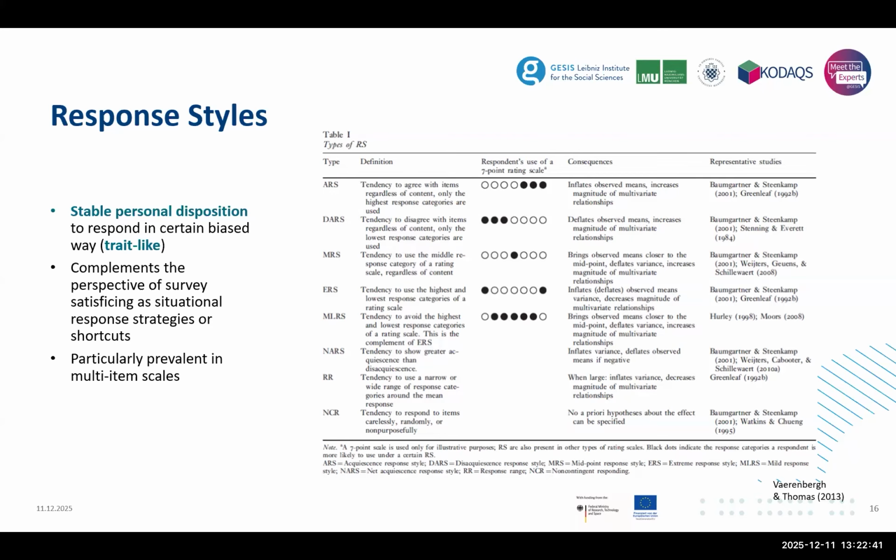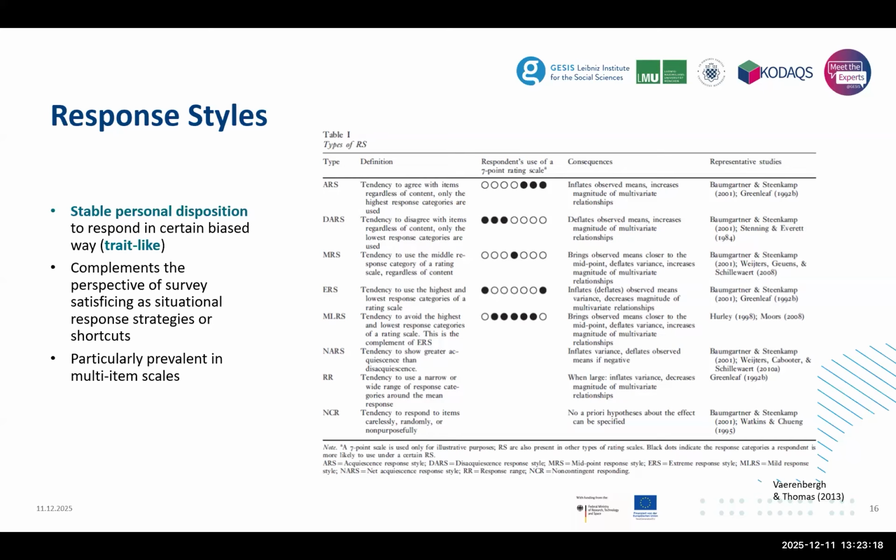Due to questionnaire length, task difficulty, or question difficulty, respondents can, through situational circumstances, resort to different satisficing strategies as shortcuts, whereas response styles assume that this is really within a person, kind of stable. But no matter whether you look at them through the lens of survey satisficing or as a stable personal disposition, they are most prevalent in multi-item scales, for the reasons that I discussed before.